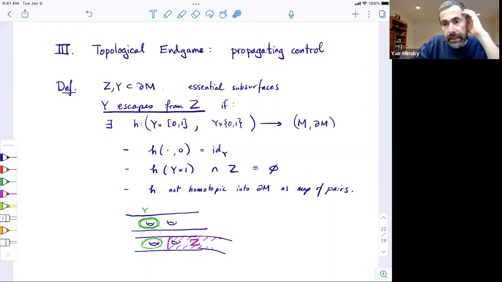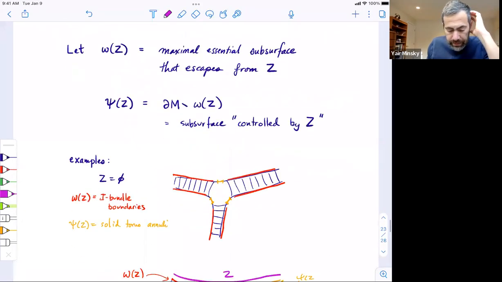And it also wouldn't matter if Z actually was here. If there was some Z that intersected Y, that's fine too, as long as Y can escape by this non-trivial annulus. So that's what it means to escape. Okay, and once you have that, we can define something I'll call omega of Z, the maximal essential subsurface that escapes from Z. And psi of Z is just its complement. And I think of psi of Z as the subsurface that Z controls, and you'll see why I say that.